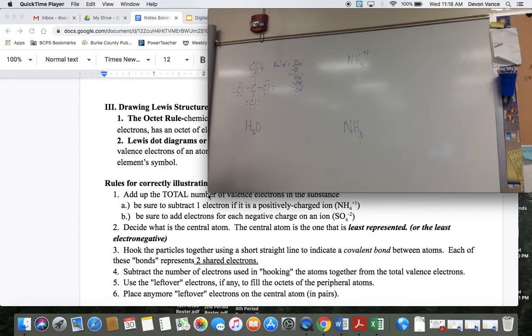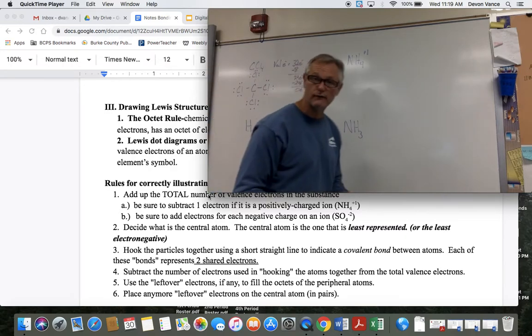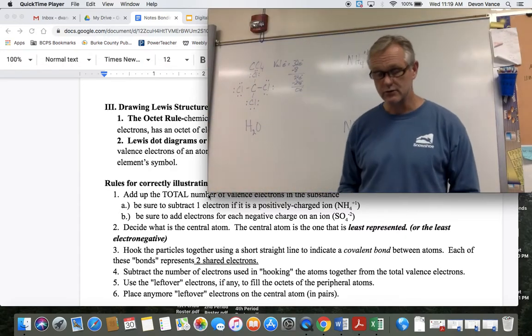So now I'm just going to go through and make sure everybody is at the octet rule. So first let's look at the chlorines. I've got 2, 4, 6, 8. 2, 4, 6, 8. 2, 4, 6, 8, 2, 4, 6, 8. All good there. Look at my carbon. 2, 4, 6, 8. So that is going to be the structure for the carbon tetrachloride.